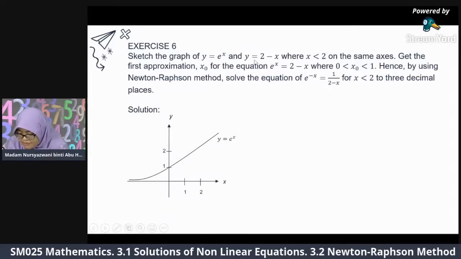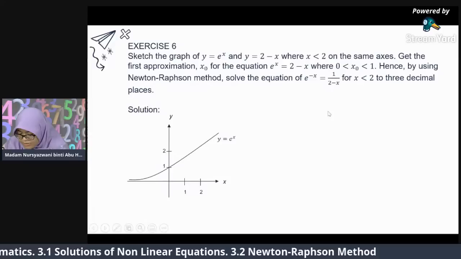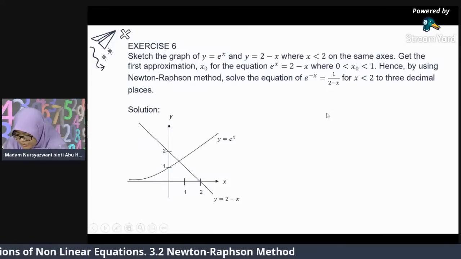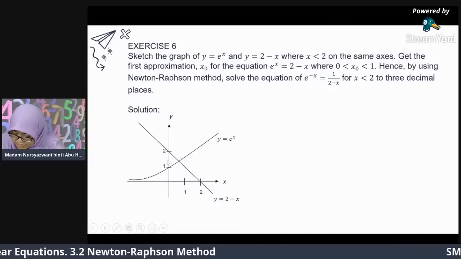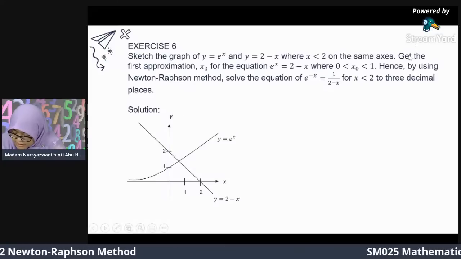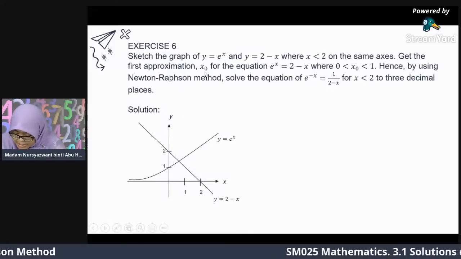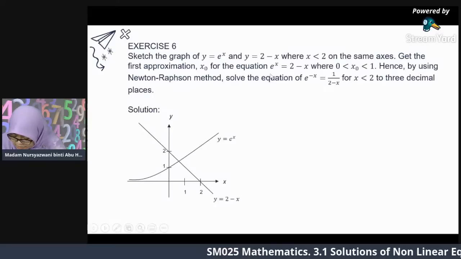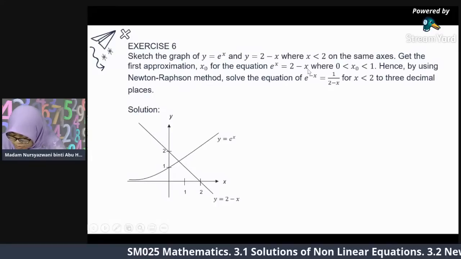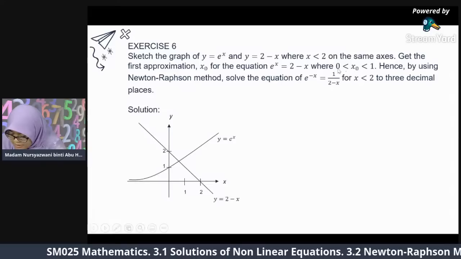And the second graph is y equal to 2 minus x. Okay. So sekarang ni awak dah bikin graph. So get the first approximation x null for the equation e to the power of x equal to 2 minus x where x null between 0 and 1.